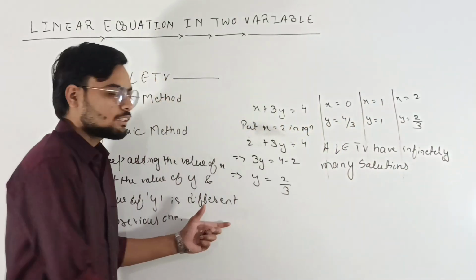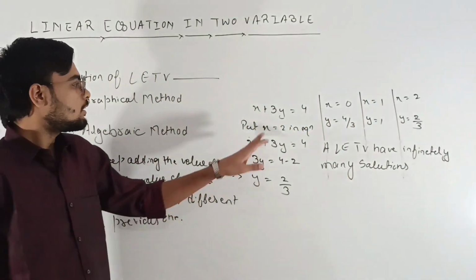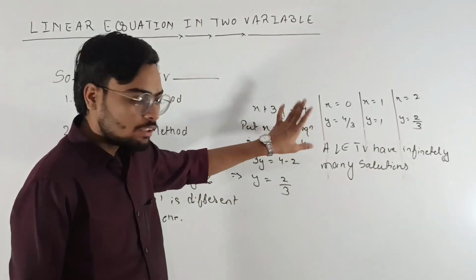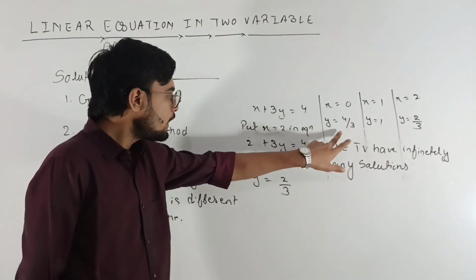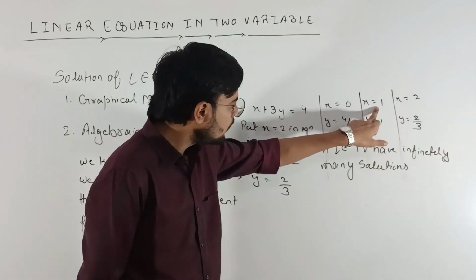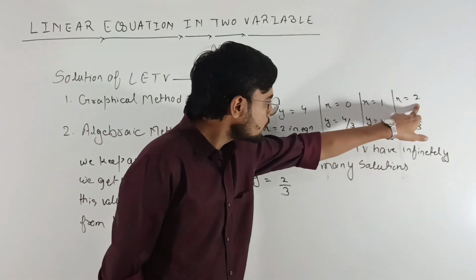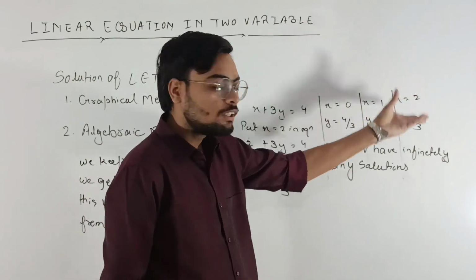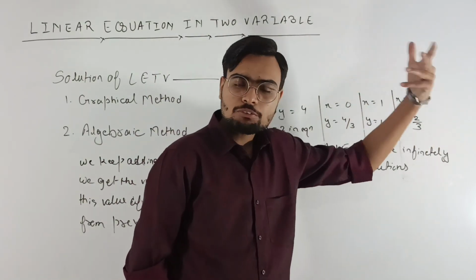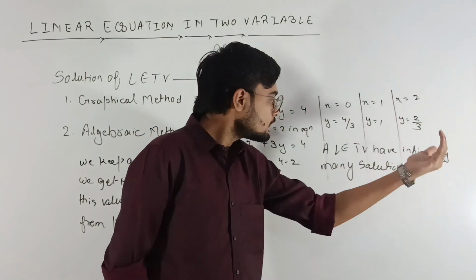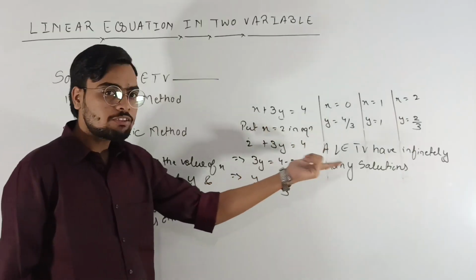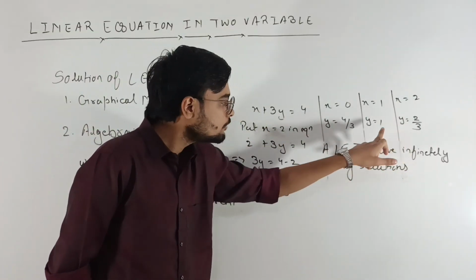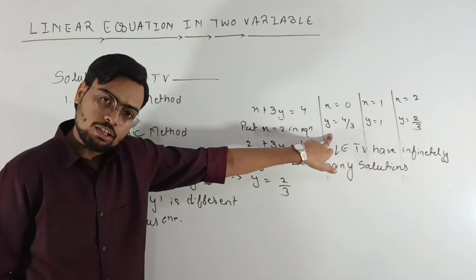Okay, let's discuss once more. Our equation is x plus 3y is equal to 4. When I assume x equal to 0, then y is 4 upon 3. When I assume x is equal to 1, then y is 1. When I assume x is equal to 2, then y is 2 upon 3. If you assume x is equal to 3, then again y is something. When you assume x is equal to 4, then again y is something. And all these values of y are different from the previous one. Look, 2 by 3 is different from 1, and 1 is different from 4 upon 3.